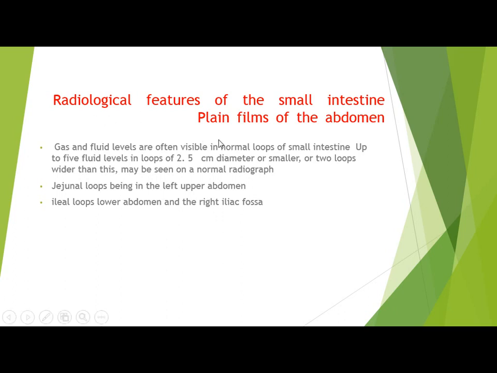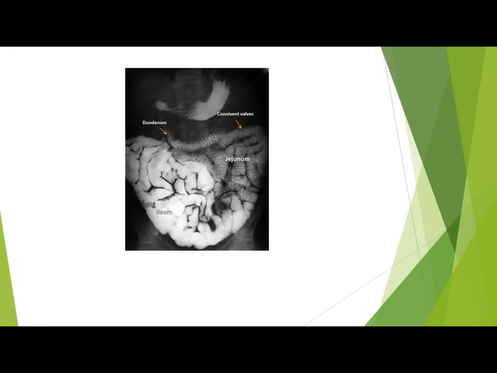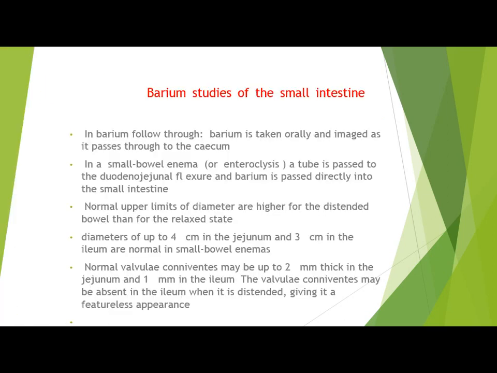The radiological features of the small intestine in the plain film: gas fluid levels may be seen. A fluid level with a loop diameter of 2 to 2.5 centimeters is regarded as normal, and two loops wider than this are also regarded as normal. And as we said, the jejunal loops are in the left upper abdomen and the ileal loops in the right lower abdomen. Normal fluid levels in the small bowel.